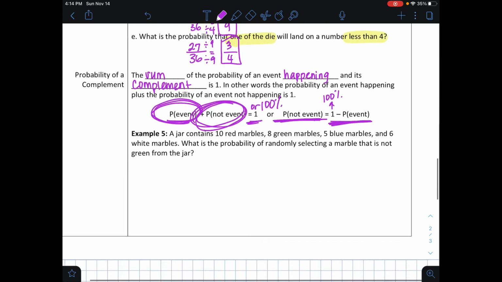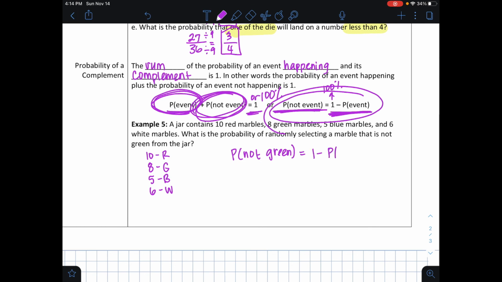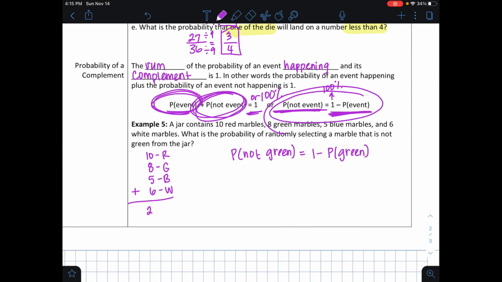Okay, so for this problem, we have 10 red marbles. Always write down your total first. 8 green, 5 blue, 6 white. And then what's the probability of randomly selecting a marble that is not green? So we want the probability of not green, which according to this is going to equal 1 minus the probability of green. So anyways, let's go ahead and add this up. We got 10 plus 8 plus 5 plus 6. So you can just add it up over here. Get 29. All right, so the total is 29.